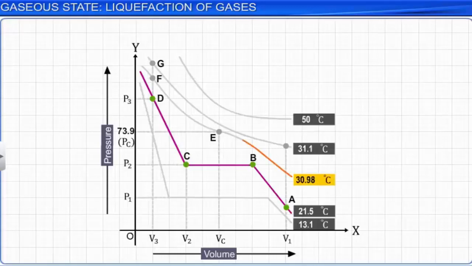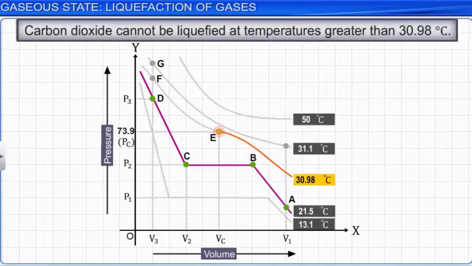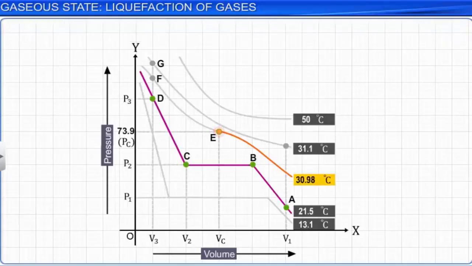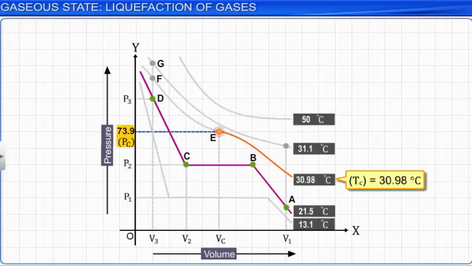This shows that above 30.98 degrees Celsius, carbon dioxide cannot be liquefied at all, no matter how great the applied pressure is. So the critical temperature of carbon dioxide was found to be 30.98 degrees Celsius, while the critical pressure PC is 73.9 atmospheric pressure, and the critical volume is 95.6 milliliters.